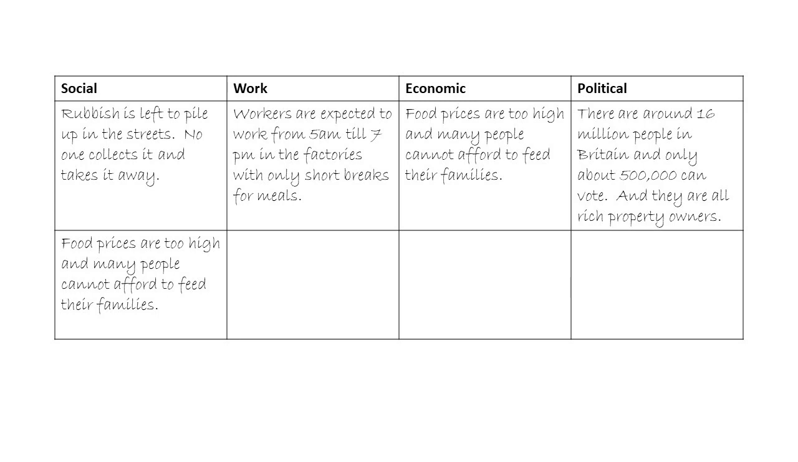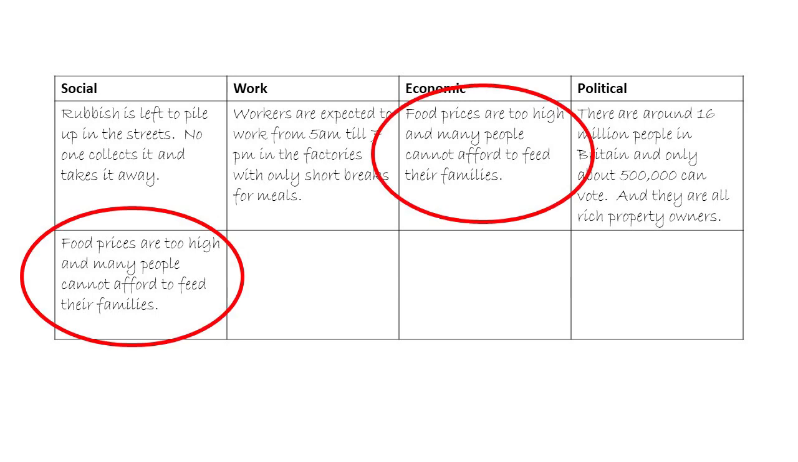But there's a really important thing to notice here. Sometimes a point will support 2 of the columns. So if food prices are too high and many people cannot afford to feed their families, that is an economic issue because people cannot afford something, but it's also a social issue. People cannot afford to feed their families. People will be going hungry. Now I want you to complete the rest of the table using the evidence that you've been given in the handout. You should press pause now on the video and complete that task before carrying on.